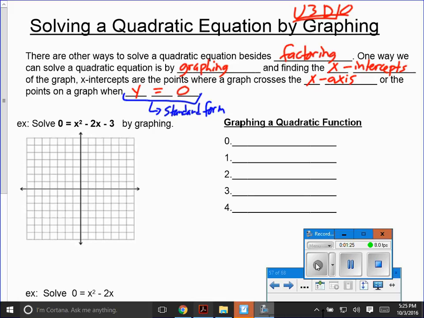So we'll go through the steps of how we graph a quadratic function and use that to solve an equation. Here's what we're going to solve. Solve this equation by graphing. So step 0, just like with factoring, we're going to put it in standard form. Here that standard form is already done for us. We can already look at this equation and see that a is 1, b is negative 2, and c is negative 3.